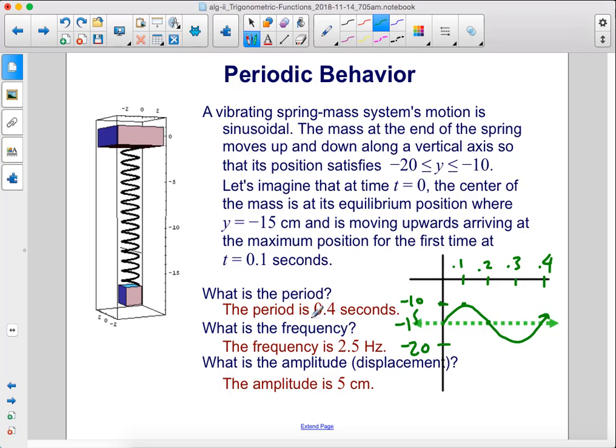So the period is 0.4 seconds because that's how long it takes for the cycle to repeat. The frequency is 2.5 hertz because 1 over 0.4 equals 2.5. These are reciprocals. The amplitude is 5 centimeters because that's the distance between this point and the midline. -10 to -15, the difference there, the displacement is 5 centimeters. So the answer is 5 centimeters.